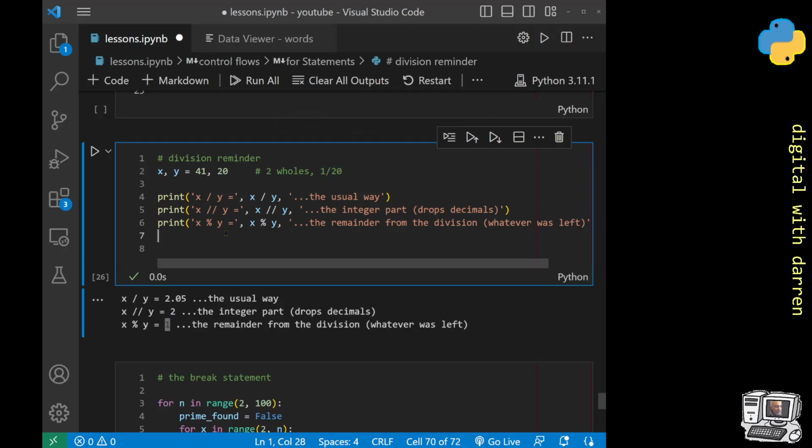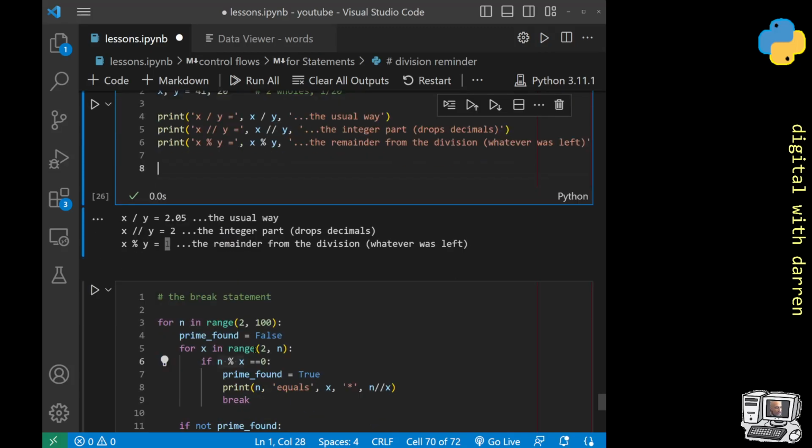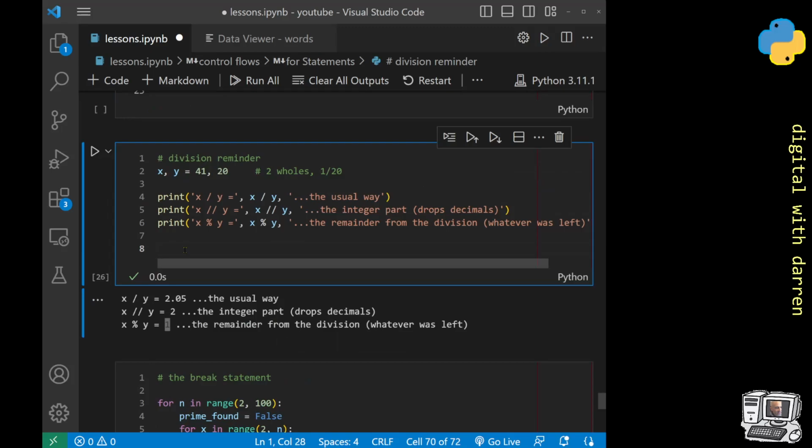So that's just a reminder on a couple of different operations in divisions. This doesn't happen with multiplications, additions and subtractions. It's purely for divisions, and that's a quick recap on the division reminder, which we are going to use in the break statement in a later section.